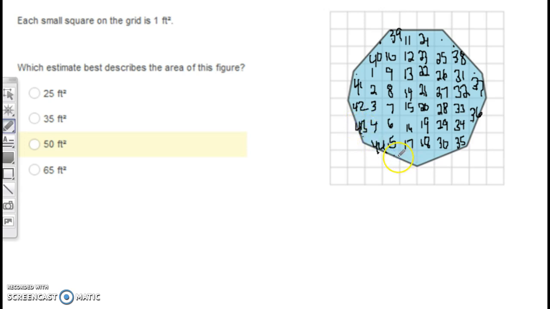44. Y'all, this is totally just an estimate. 45. Let's make that 46. Okay. So my estimate came back as 46. You know, it's not exactly perfect, but it should get you the right answer, right? 46 is the closest to 50. So when you want to estimate the area, you can literally just go in and count square units.